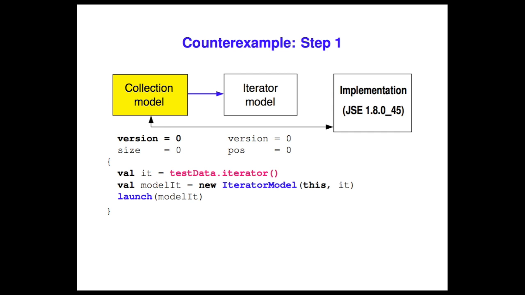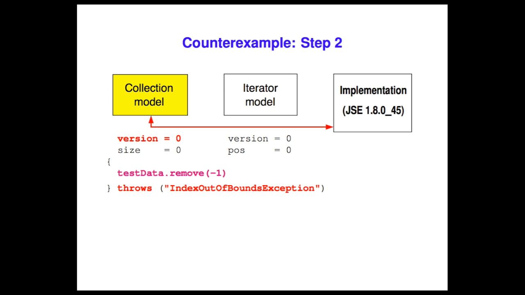Let us look at the counterexample in detail. Step 1 creates a new iterator. We also create a new iterator model and launch it to run in parallel with the main model. The iterator model remembers the current version of the list. Because the list is unmodified, its version is 0.